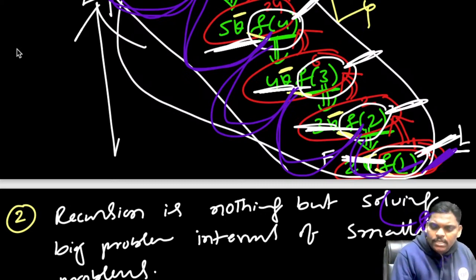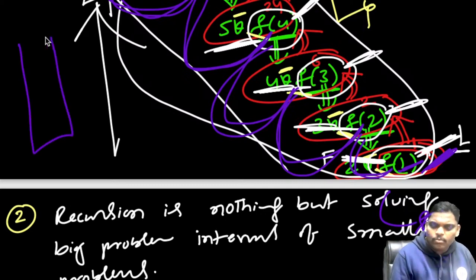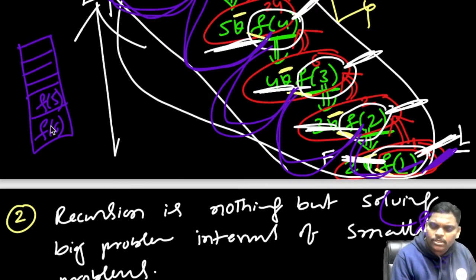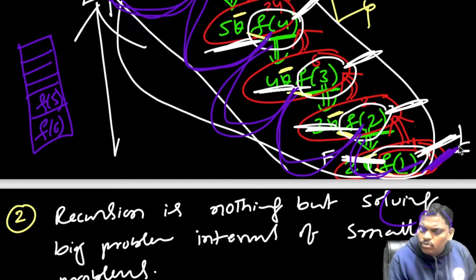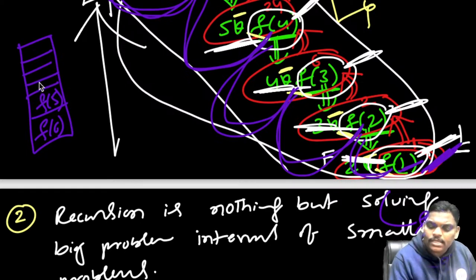Stack is almost like this. First you called F6. Next you called F5. You keep on calling. Every function call is a push operation. When you keep on calling, at some place you have to stop. If you don't stop, at some point of time, stack size is over.